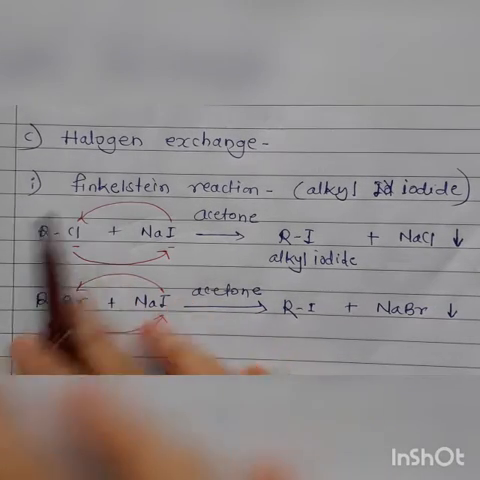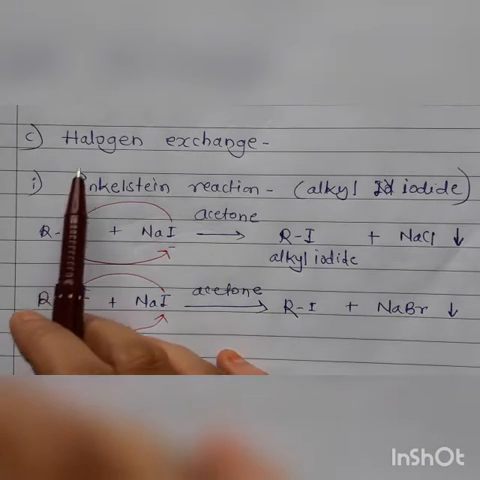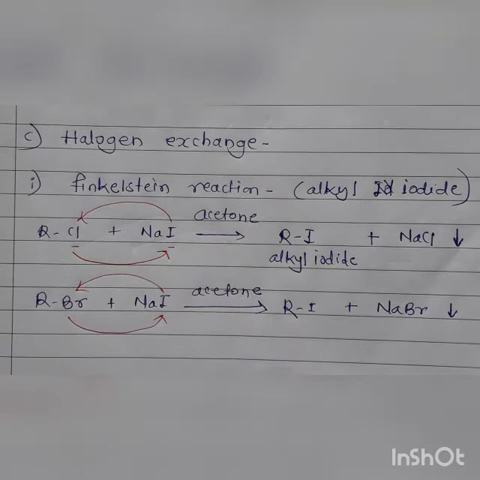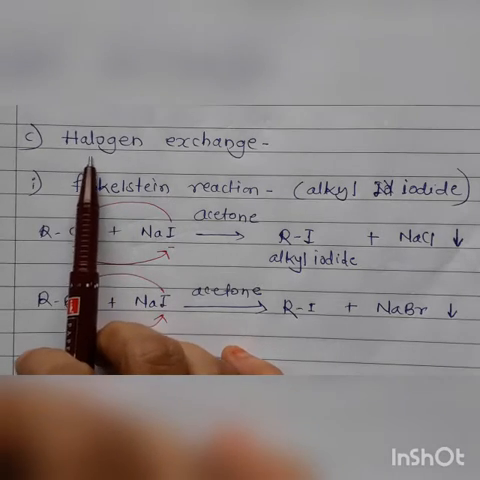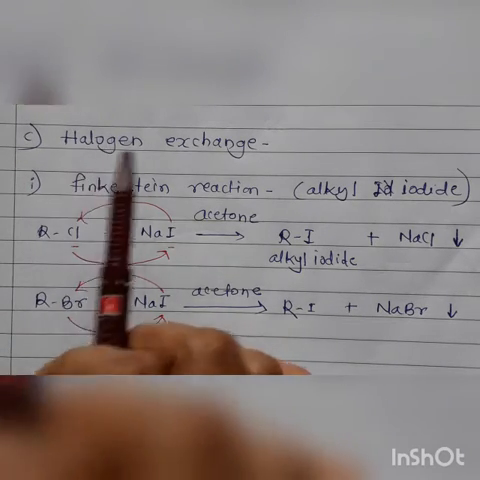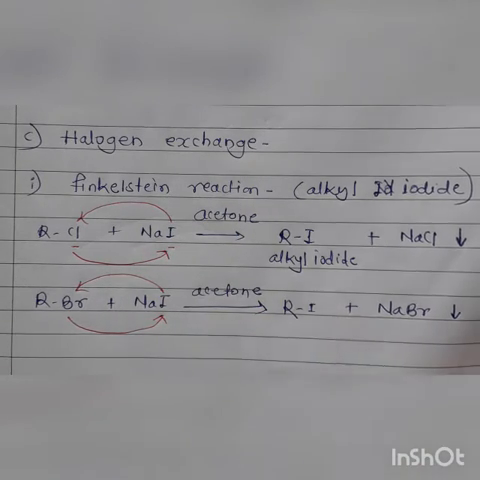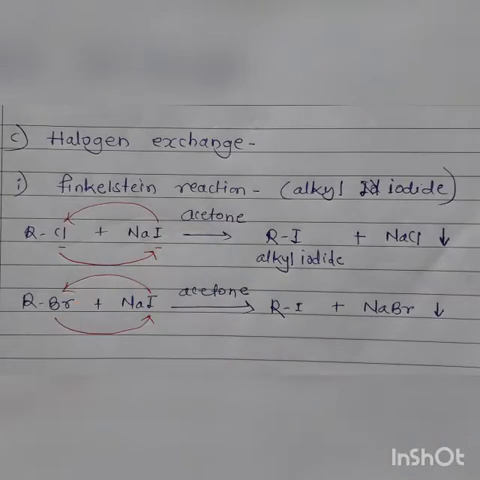Okay, let us see the next method of preparation of alkyl halides, and it is halogen exchange. In the last video we saw how to prepare alkyl halides by using alkenes. Now this is the third method of preparation of alkyl halides: halogen exchange. Here two name reactions are there, so let us see these two reactions.